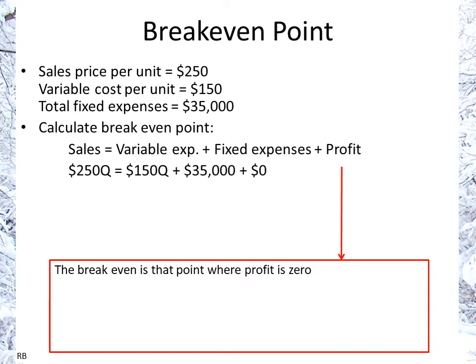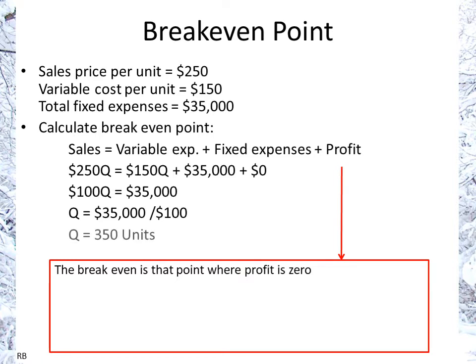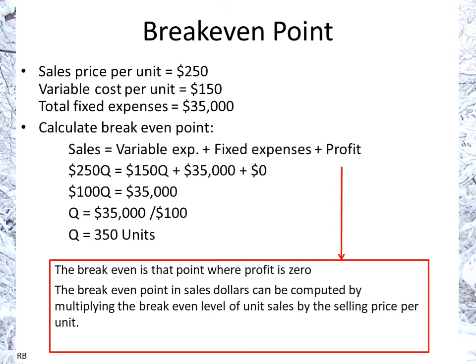Collecting the Qs, we have 100Q is $35,000. Q is 35,000 over 100, or 350 units. So now we know the break-even is 350 units. To calculate the break-even in terms of sales dollars, you just multiply the number of units at the break-even level by the selling price. So 350 units times $250 per unit will give us 87,500, which is our break-even level of sales.